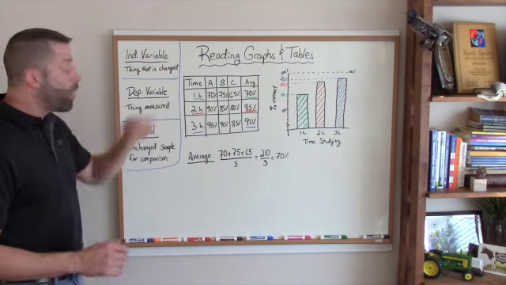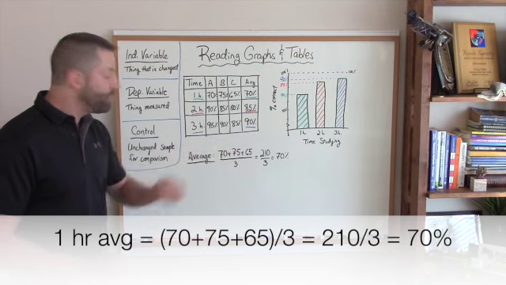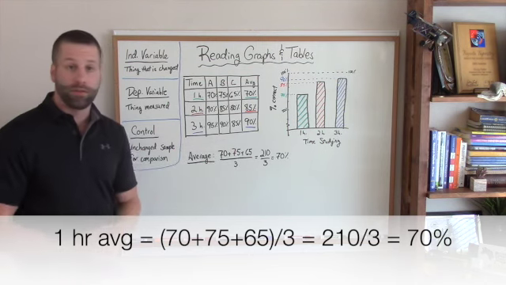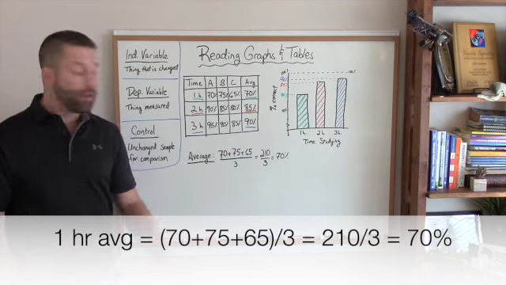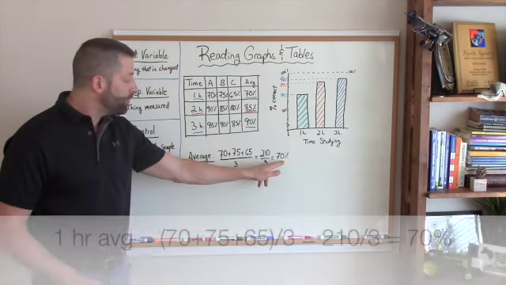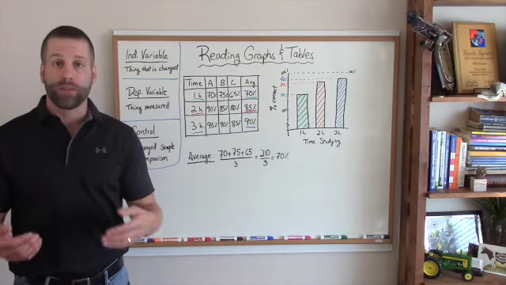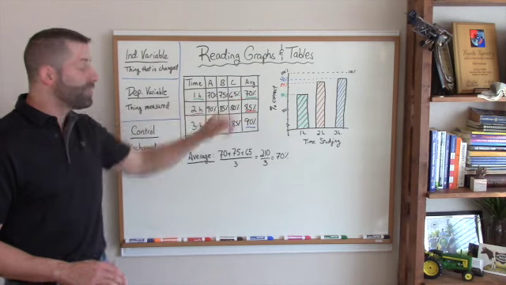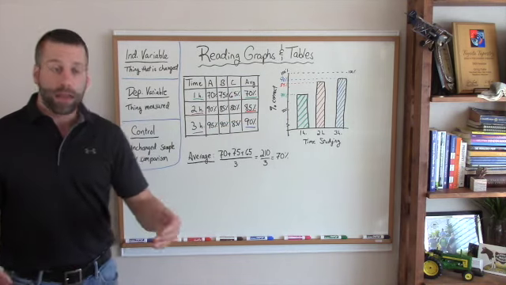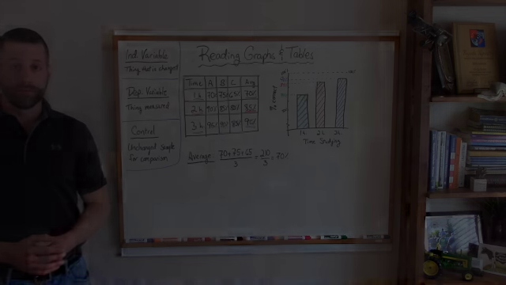So using this 1 hour as an example, we add up 70 plus 75 plus 65, and that gets us 210. We have 3 points of data, so we divide by 3. 210 divided by 3 is 70%, meaning that for these 3 students, an hour of studying results in average performance of a 70% on a test. We then repeat this process for the 2 hours and the 3 hours values.